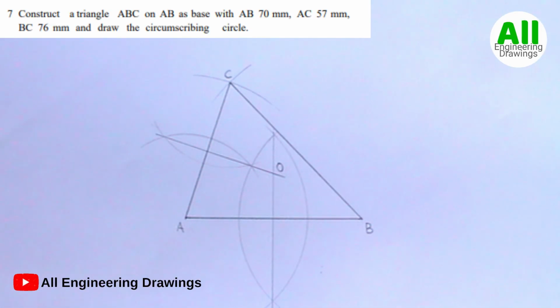Now to produce the circumscribing circle, I will place my compass on point O. That is the point where the bisectors intersect. Then I will produce the circle. I will ensure that the circle passes through points A, B, and C. If my construction is accurate, the circle will just touch points A, B, and C. Those are the three corners of the triangle.